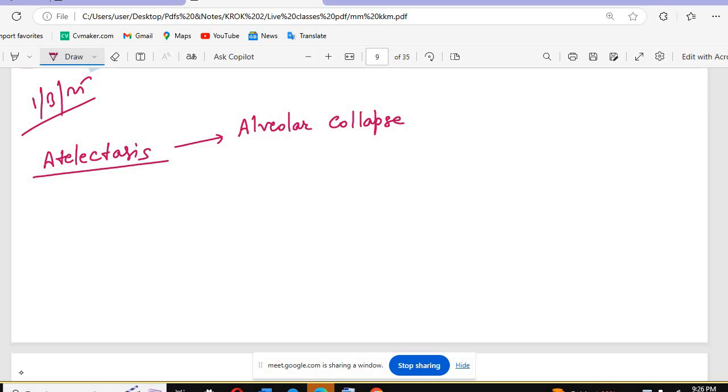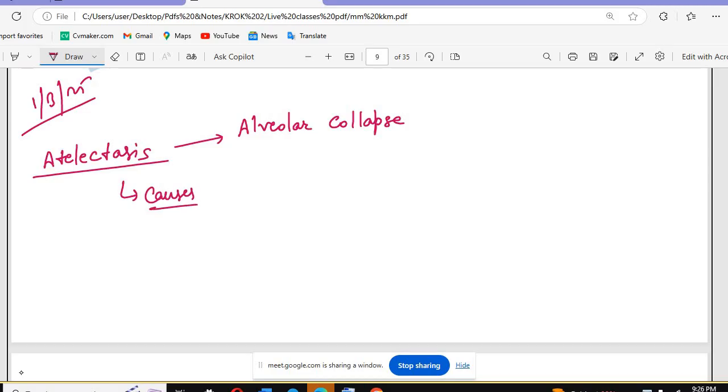Or the collapse of the lungs. Now, if we're talking about the causes of atelectasis, you have to remember there can be the obstructive cause, there can be the compressive cause. Either it can be due to some contraction or it can be due to some kind of adhesive material, like we have the surfactant. So, if we're talking about the causes, the first cause we have is the obstructive cause.